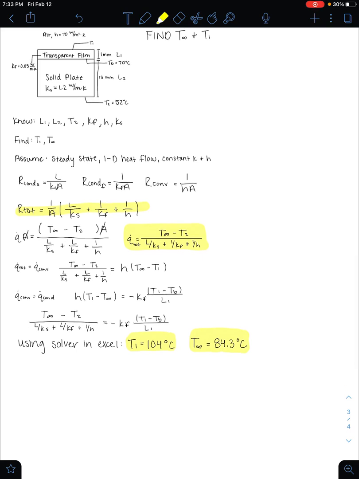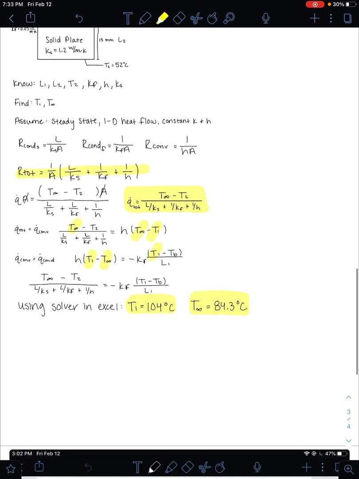And when doing this, I had two equations with only two unknowns, which were T1 and T of the fluid. And after that, I plugged these two equations into Excel to obtain the following temperatures, which were that T1 equals 104 degrees Celsius and T infinity equals 84.3 degrees Celsius.